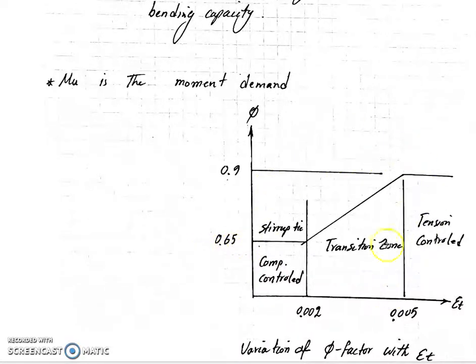So this diagram is only for the stirrup tie or hoops. If it is a spiral tie, that's a different diagram. If epsilon t is in between compression control and tension control, which is called the transition zone, we have to find phi. So now, how do we find it? Let's take a look at it together.